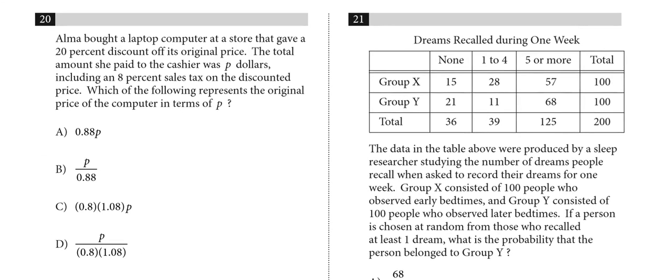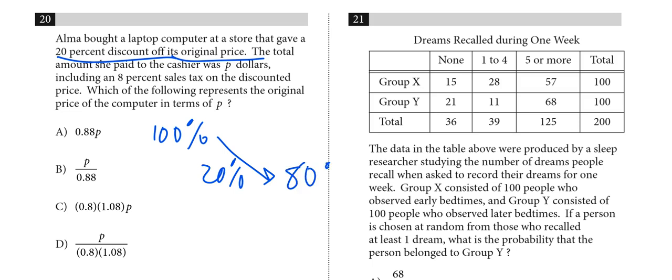Question 20. Alma bought a laptop computer at a store that gave a 20% discount off its original price. So if you're at 100% and you give a 20% discount, what percentage are you paying? 80%. So we're paying 80% of the original price.